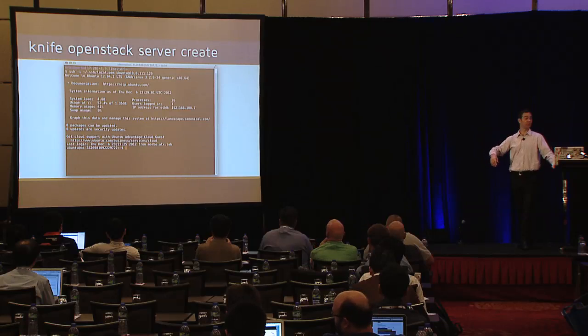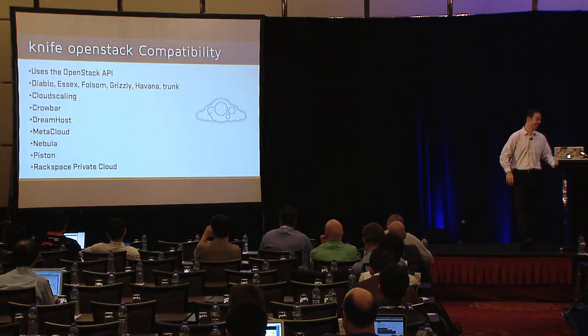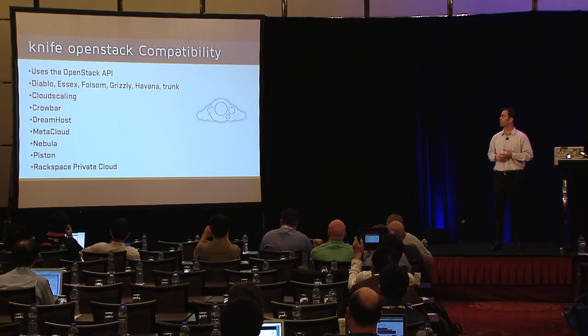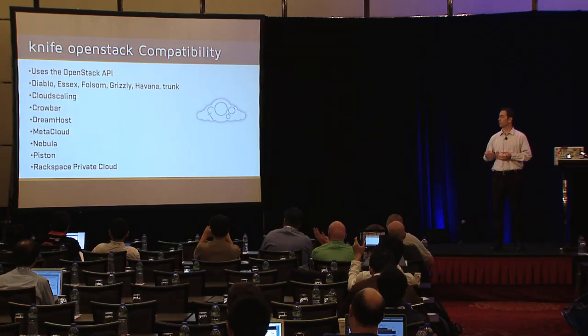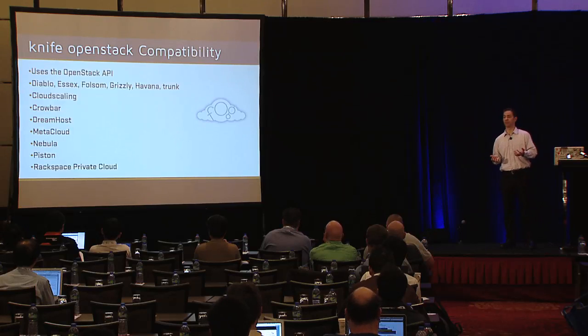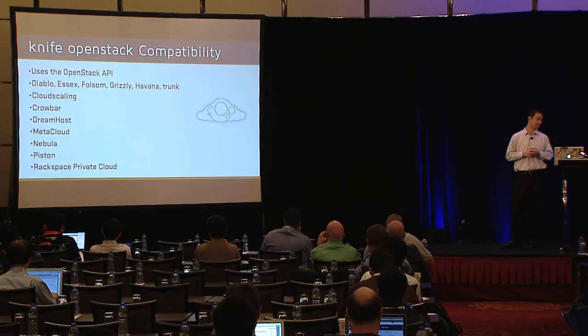And that's what it looks like when you SSH into a box. What's good about Knife OpenStack? It uses the OpenStack API. It's been working since Diablo, works on everything. It's been tested with all these different private and public cloud implementations. Use Knife OpenStack if you're running Chef managed infrastructure on top of OpenStack.